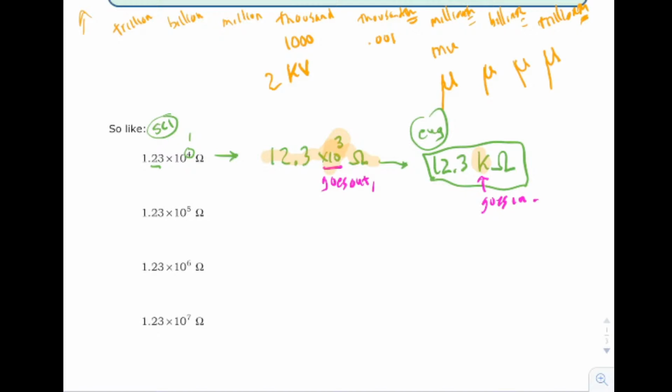Make sure you do not simply do something weird like this. Say, hey, I got 12.3 times 10 to the 3. Oh, 10 to the 3 is kilo. Okay, you can't leave both the 10 to the 3 and the kilo, because that's saying thousand thousand, and that's a million. You have to take it out and put the prefix in, is what I'm trying to say.